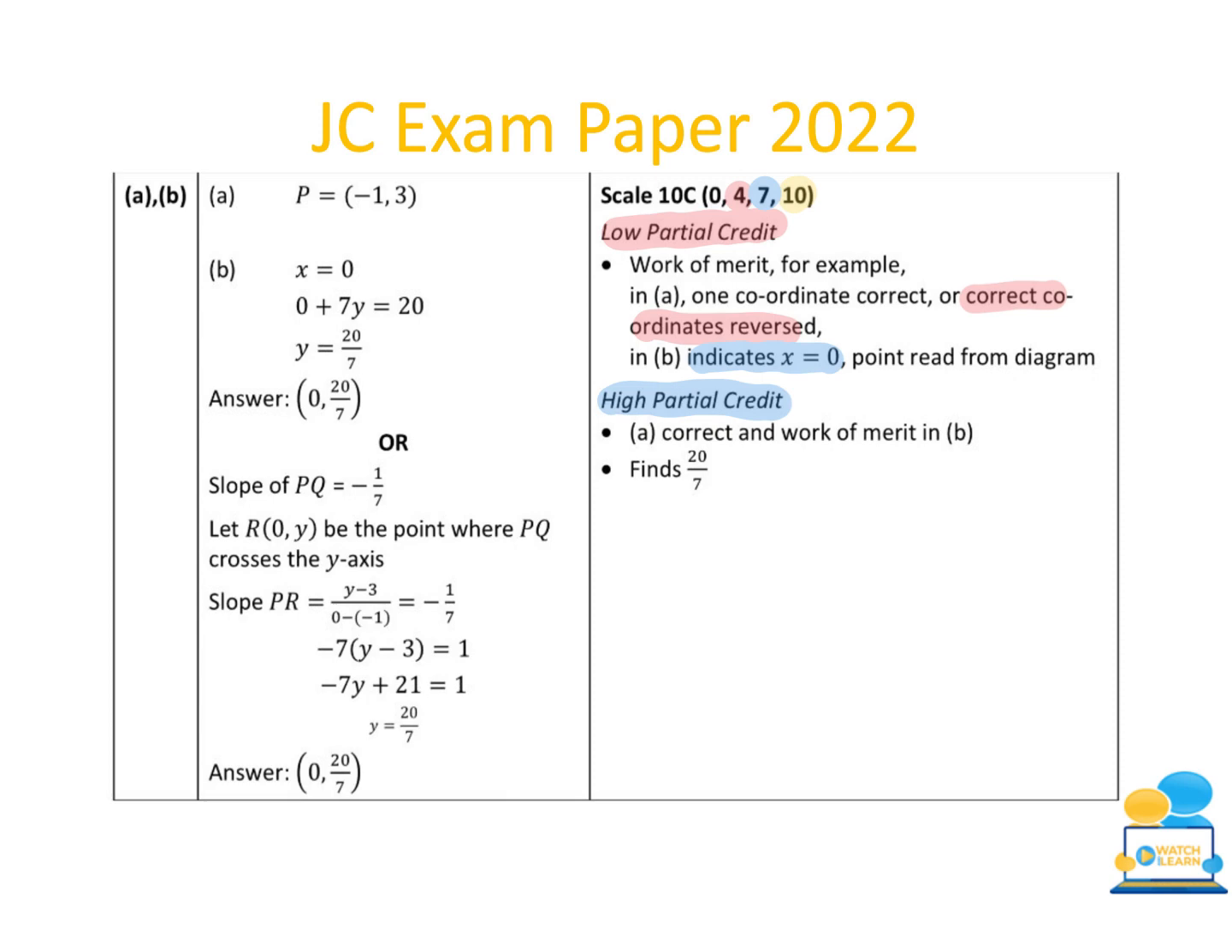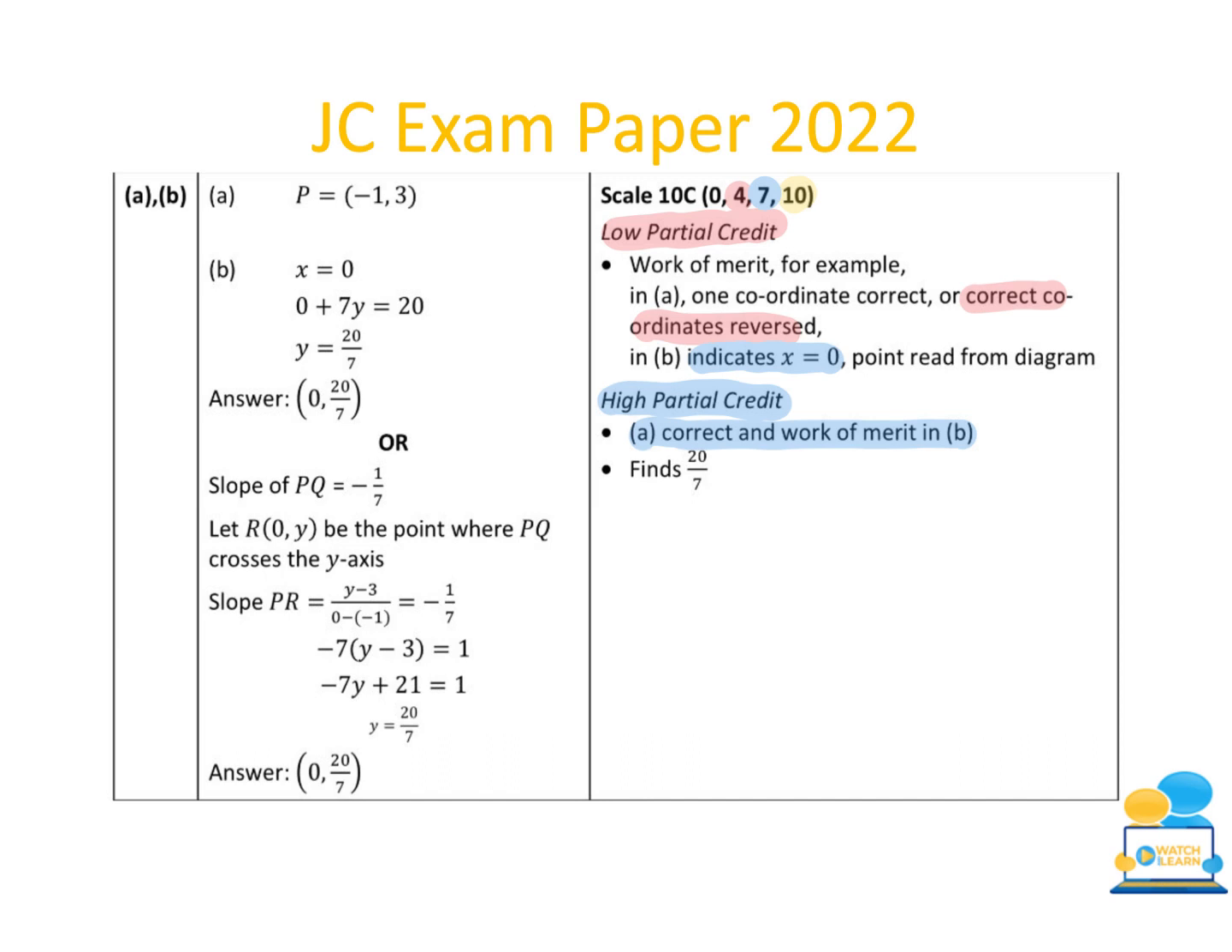High partial credit then, if you had part A correct and you were able to make a really good attempt at part B, and then if you were able to find 20 over 7, but maybe you didn't write it as a coordinate, so you didn't put the 0 as the x value in the coordinate. So again, if they do ask you in the question to write the coordinates, make sure that you're writing the coordinates.